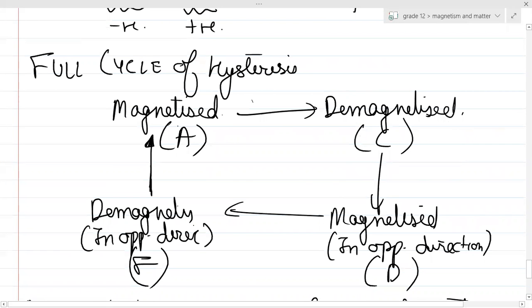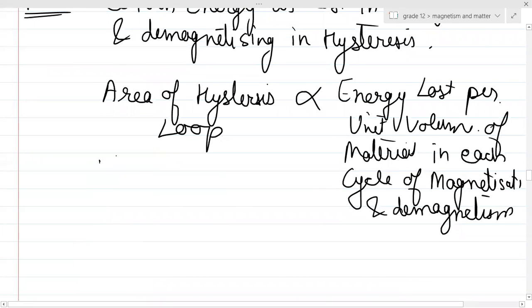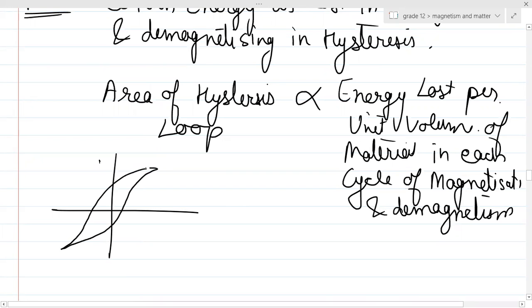Please remember, when I say each cycle, cycle means this whole thing. Don't think, sir, this is only magnetization and demagnetization. Not from A to C, but from A to C to D to F to A. That is the whole full cycle of hysteresis. And in this cycle, whatever energy is lost is directly proportional to this area.